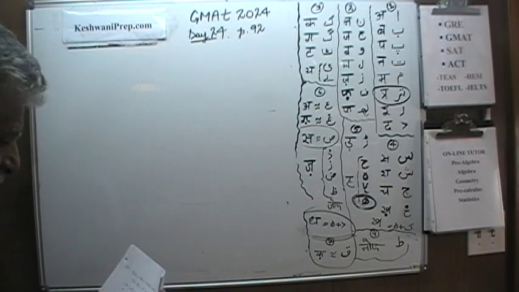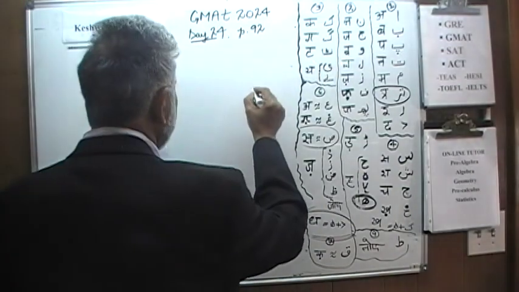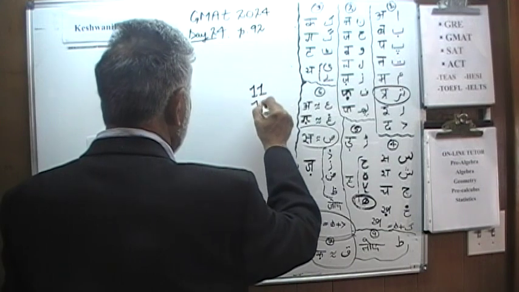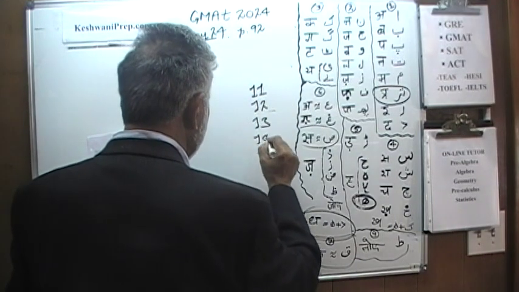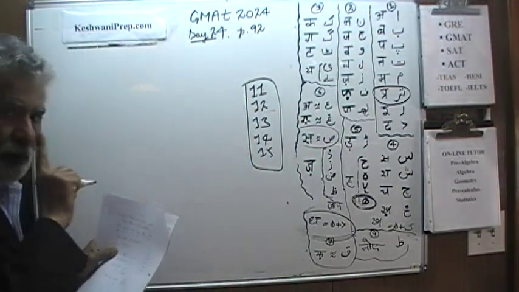Before I forget, it will be given the answer choices first, because you're going to need the answer choices here. 11, 12, 13, 14, and 15. Those are the answer choices. And here's the question.